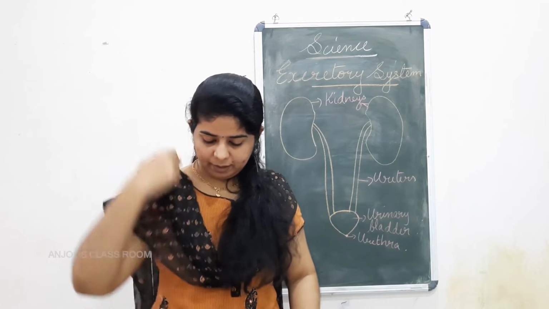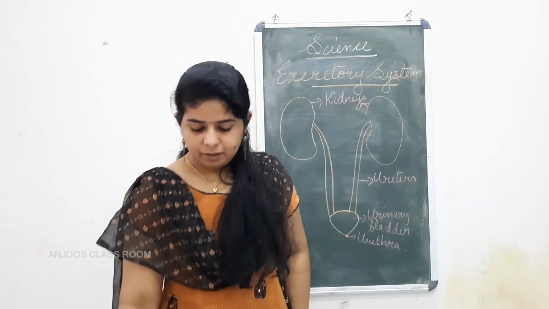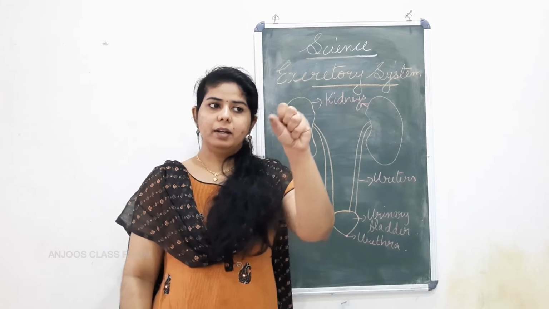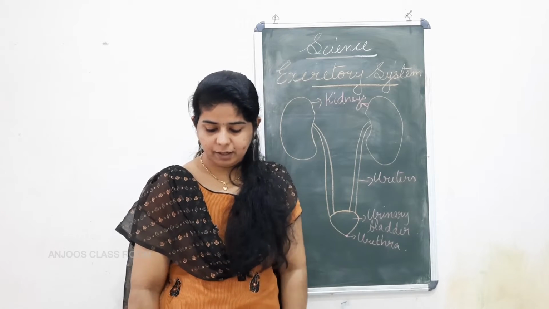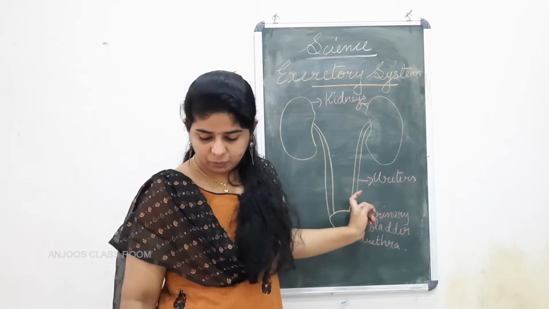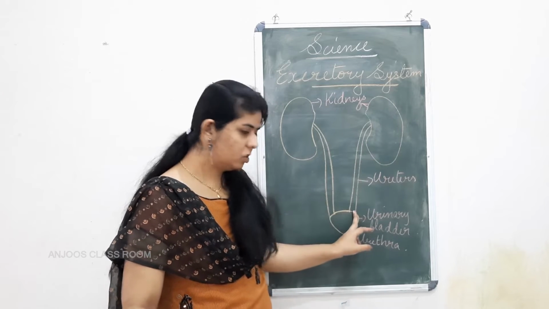Now, kidneys, you know, are bean-shaped structures located near our stomach. The kidneys are on each side of our backbone. Like our heart, each is about the size of a fist. Both the kidneys are fist size. Then the next one is the ureters. They are pipe-like structures.